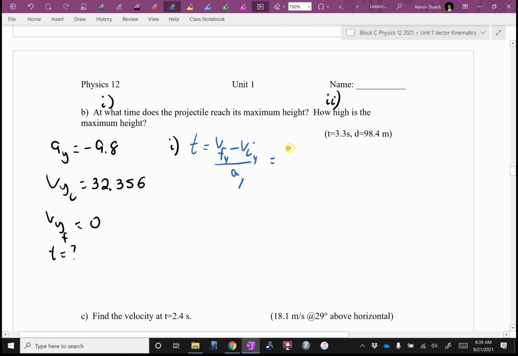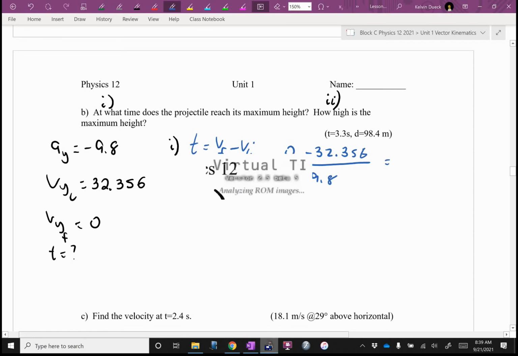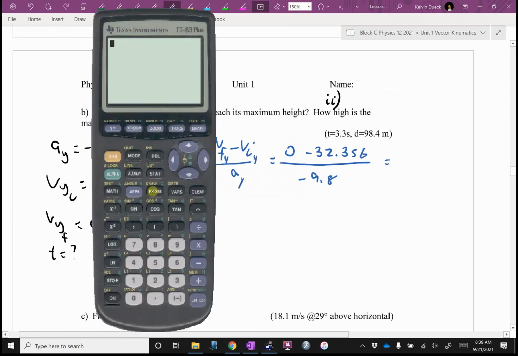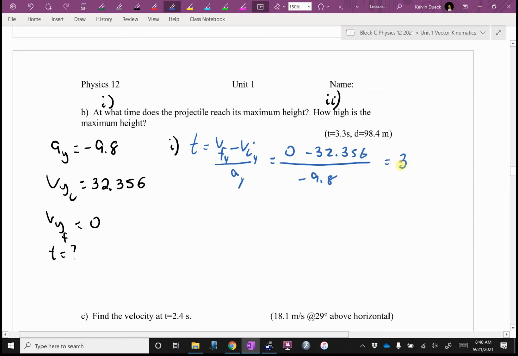It's going to be 0 minus 32.356 all over negative 9.8. Zero minus 32.356 divided by negative 9.8, and I get 3.30. I get 3.3 seconds, but I'll keep that on my calculator.